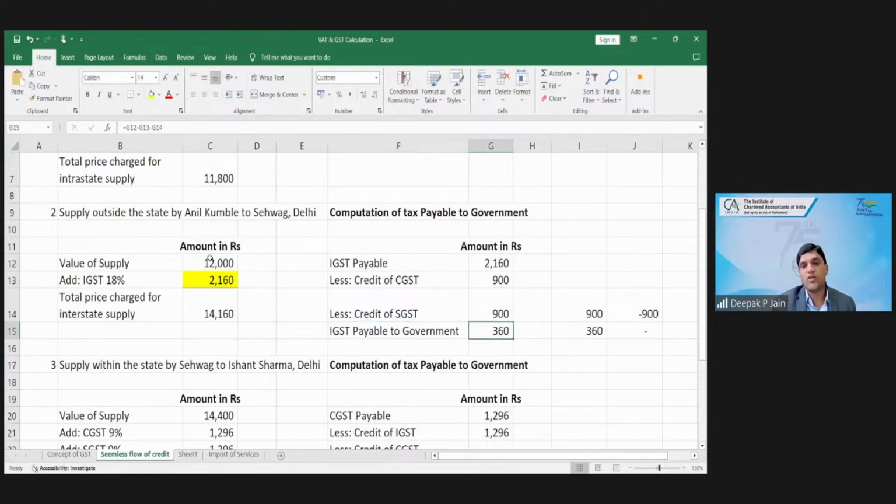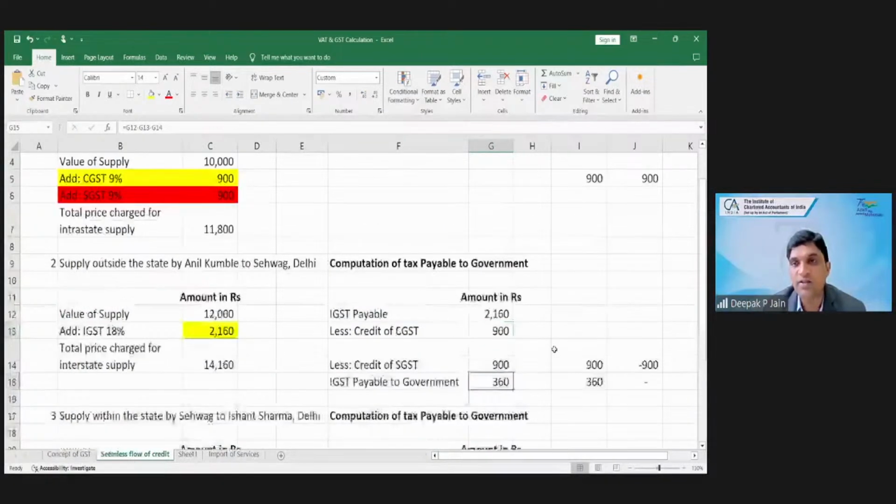Balance is payable to the government, because how much credit I can utilize, I will utilize that. Balance I will pay to the government. Okay. Of this, 360 rupees is payable to the government. So this 360 straight away goes to the central government. Why? Because this is an IGST liability.